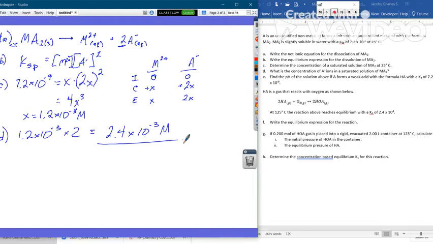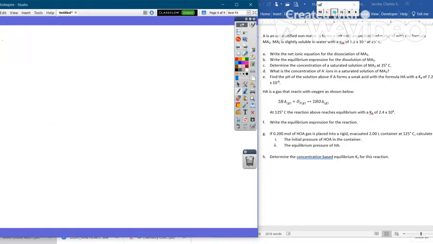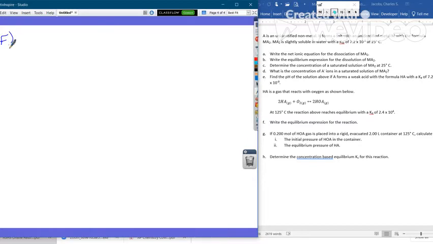Ta-da! All right, now in this particular problem, letter E gets into some acid-base stuff, and we haven't dealt with that yet, so I'm going to skip that one for now, and we are going to move on. Let me get myself some more space to write here, so we're going to jump E and go right to letter F.